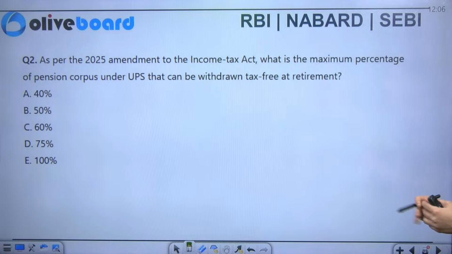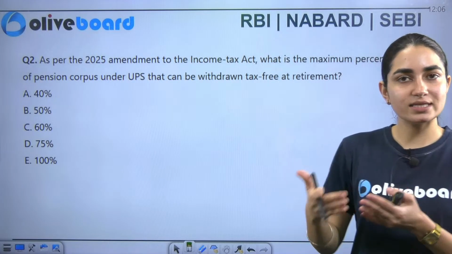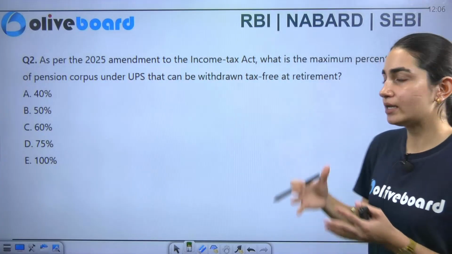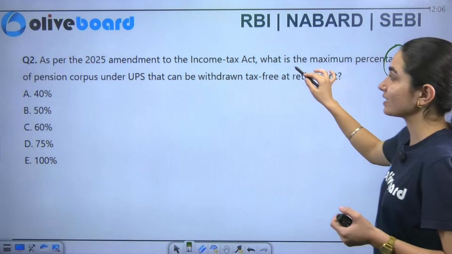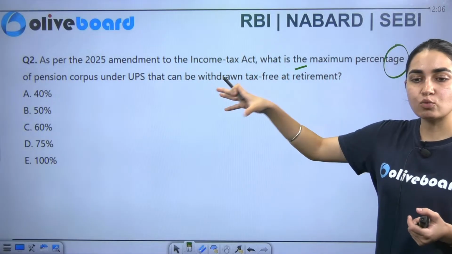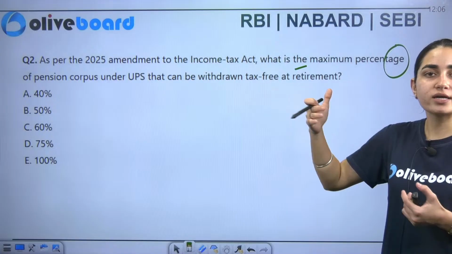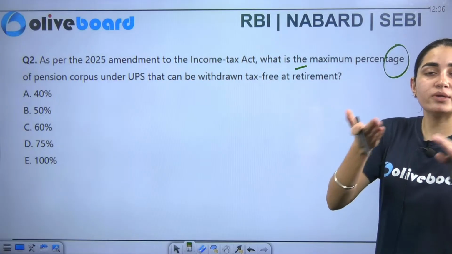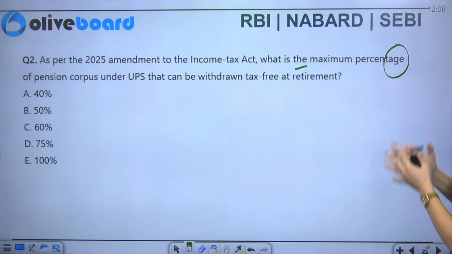Next question says, now this is something which is there, a kind of changes which we have recently seen in this Income Tax Act which has been recently amended 2025 specifically. So now we are going to see what kind of changes have been made in this particular act and what kind of changes have been made in both UPS as well as NPS also. So this is what the question is related to.